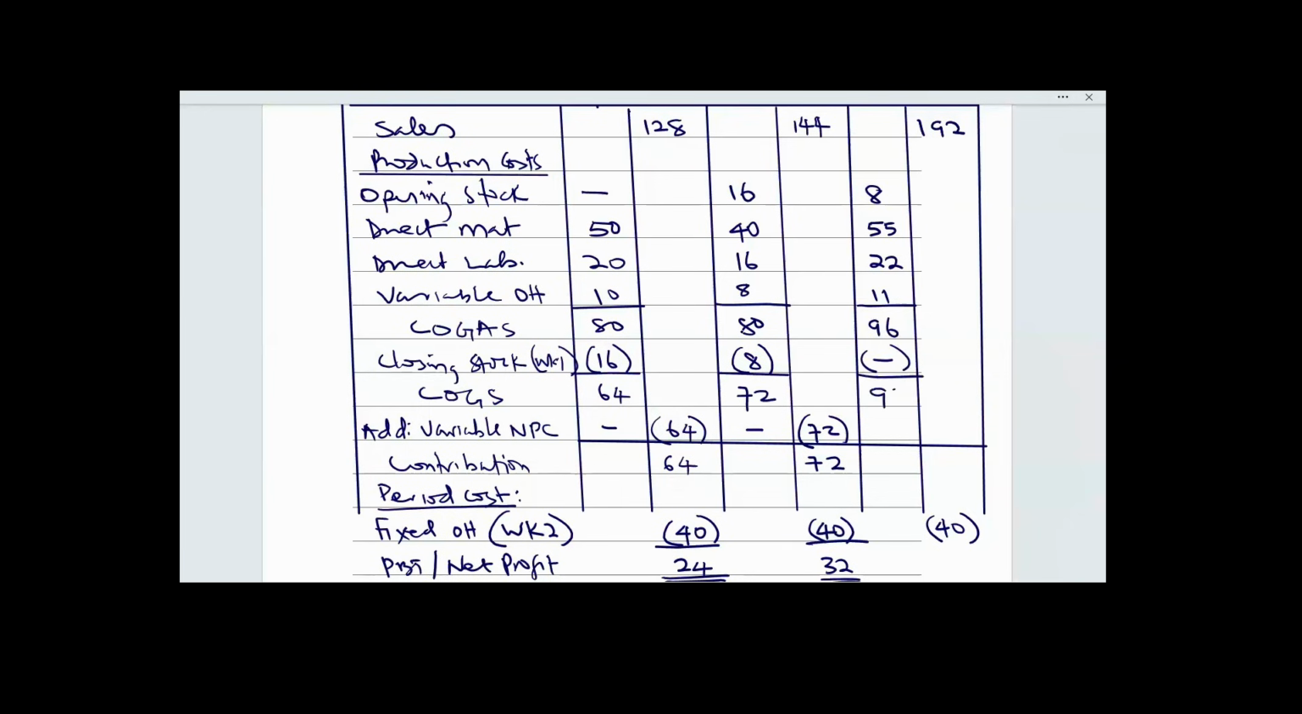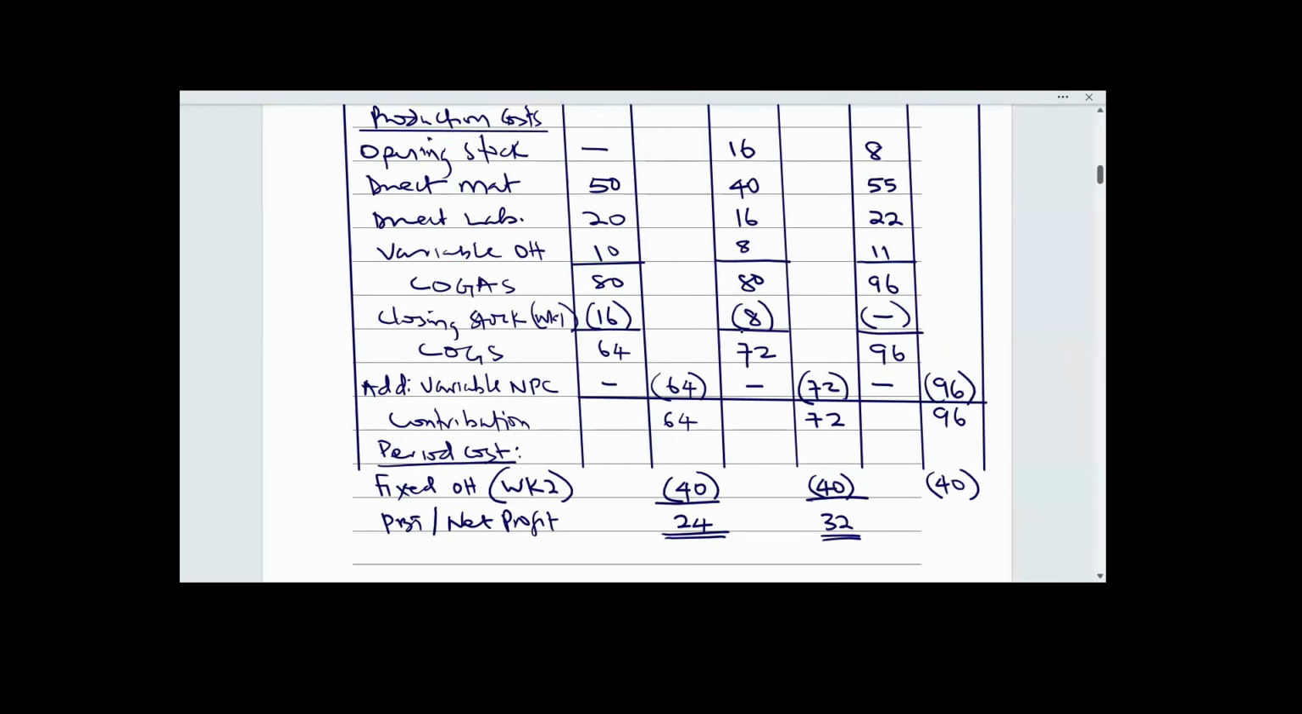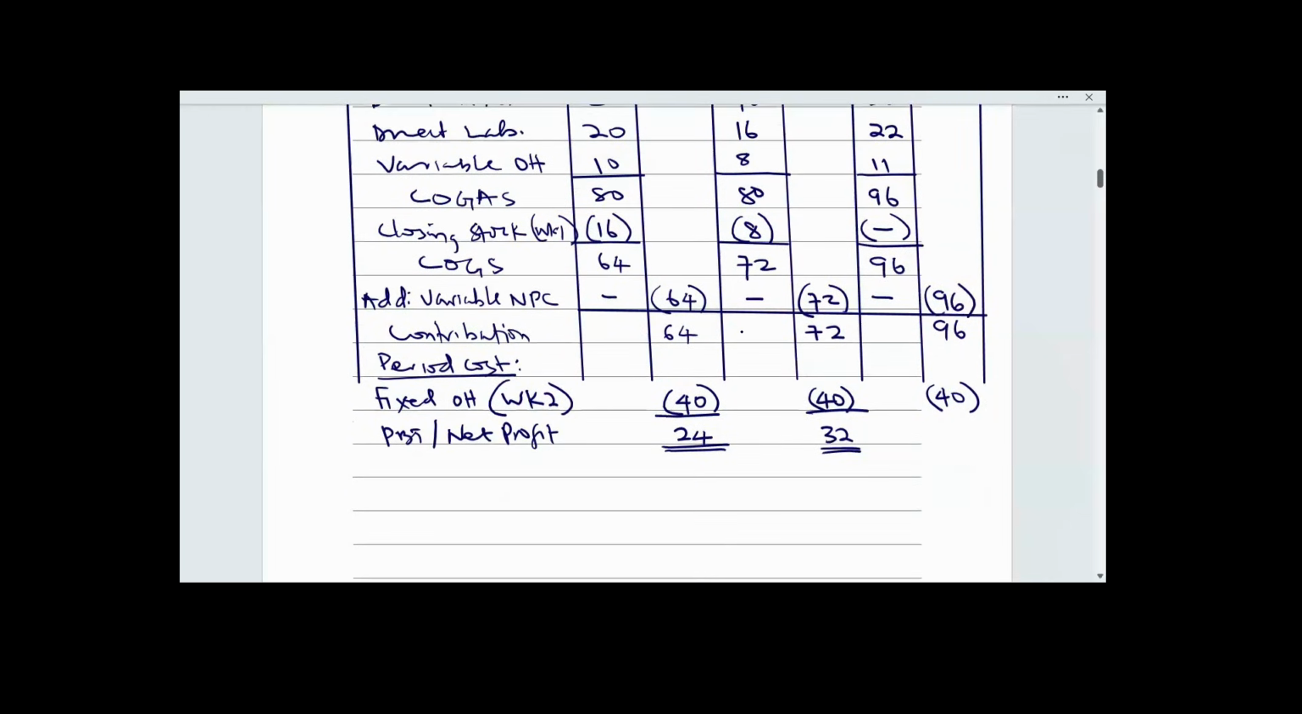Here will be 96. Then you had variable non-production cost. We don't have any, so here will be 96. 96 minus 192 will give us 96. Okay, that will be 96. 96 minus 40,000 will give us 56,000.